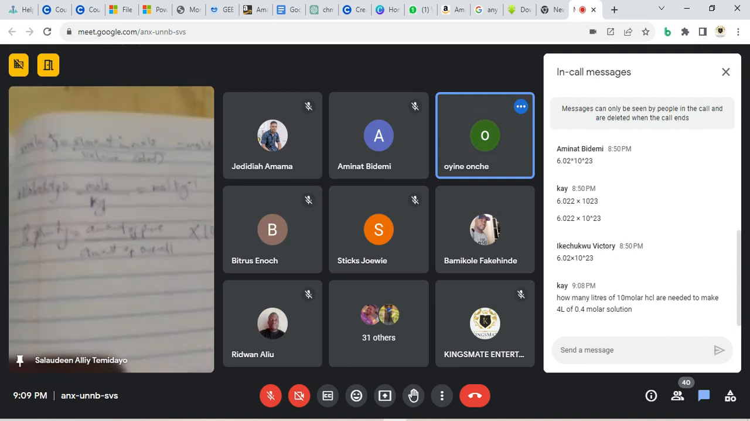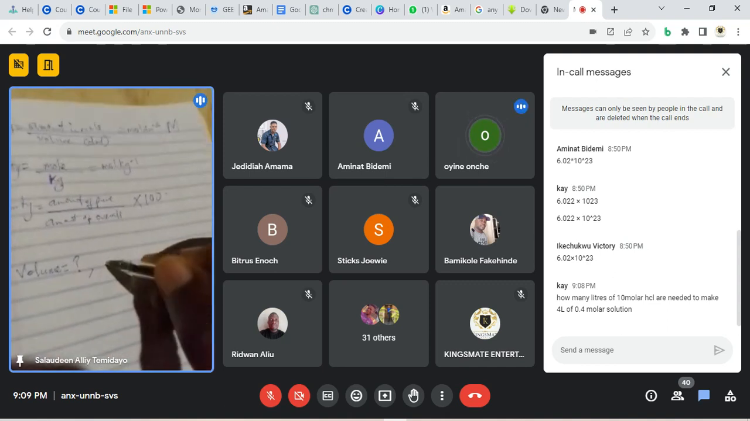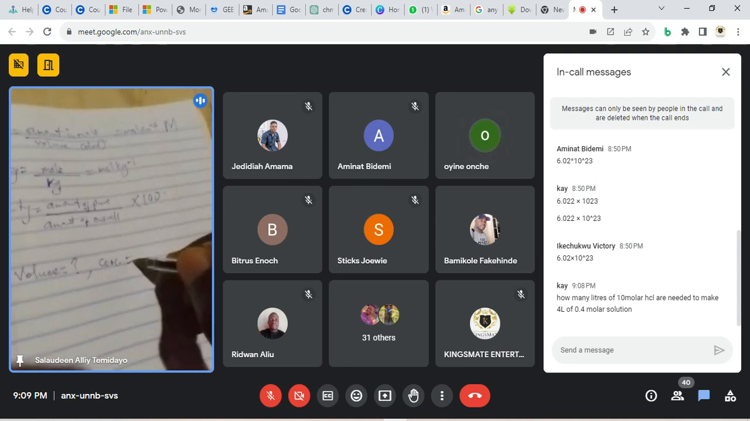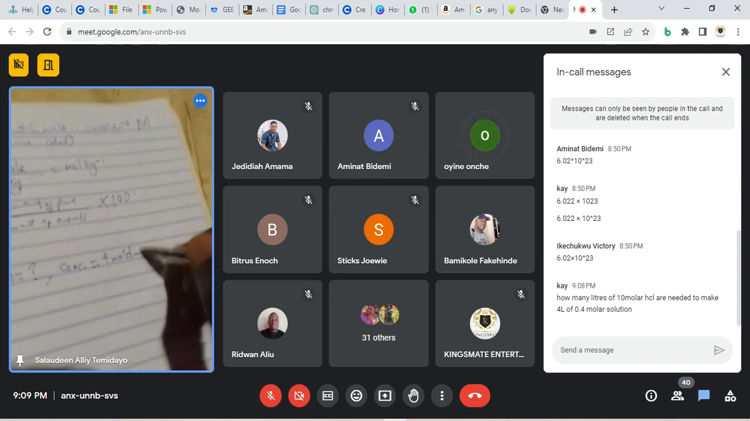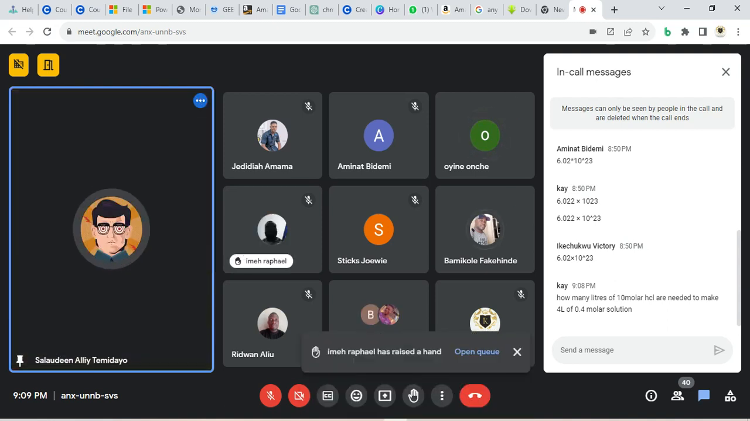Now we're going to solve this. How many liters of 10 molar hydrochloric acid are needed to make this? That means we are looking for the volume. We are given the concentration of the stock, 10 moles per dm cube. We are also given the second solution that should be made: the new volume, V2, equals 4 liters, and C2, the second concentration, is 0.4 moles per dm cube.